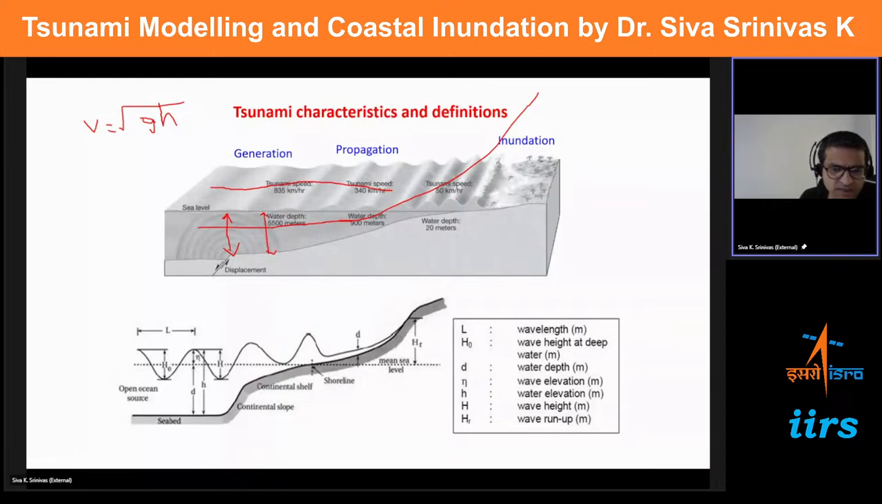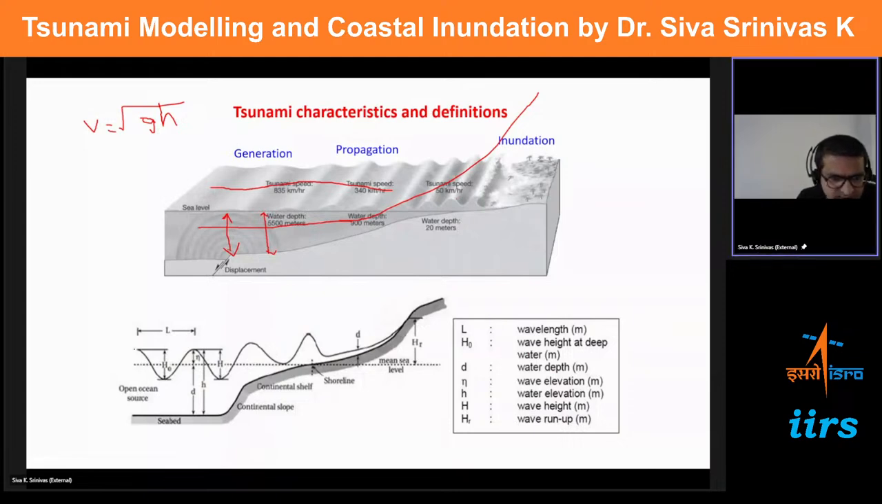And there are different terms to be known while we study these characteristics of the tsunami. In the open ocean, we call it the wave height. From the mean sea level, what is the height of the tsunami wave? That is our interest. We are interested in calculating the wave height eta. Here d is the depth. D plus eta added is called the wave elevation, or water elevation. Only the height from the mean sea surface we call wave height.